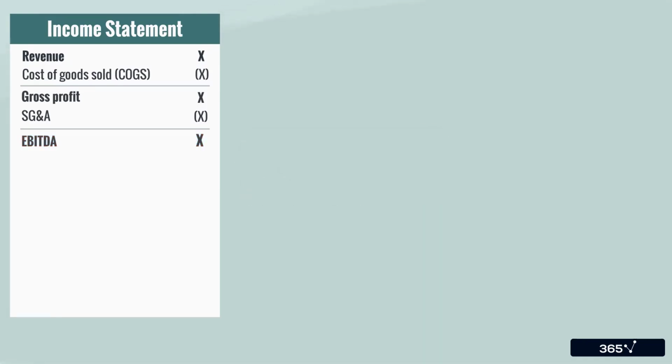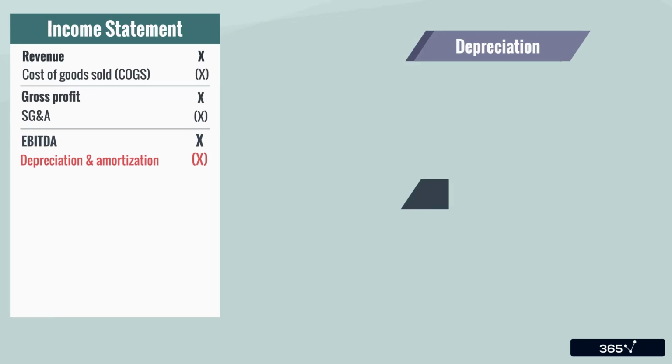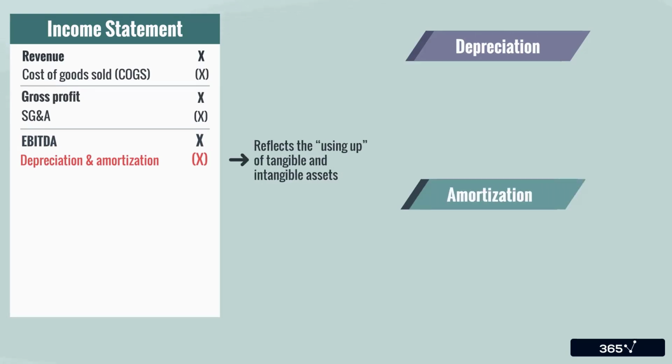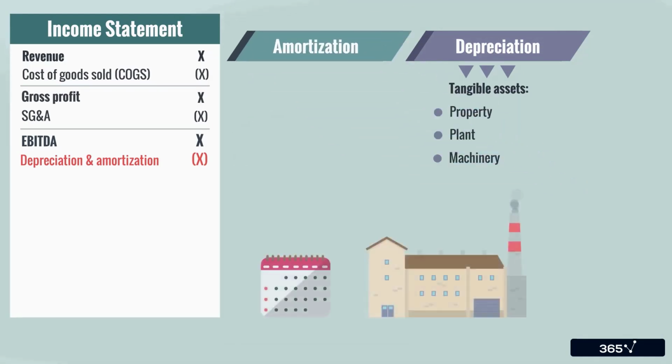All right, then we come across the depreciation and amortization line. Broadly, it reflects the using up of tangible and intangible assets. Depreciation refers to assets of physical nature such as property, plants, or machinery. With time, the plants that a company owns become older, and therefore their value goes down.